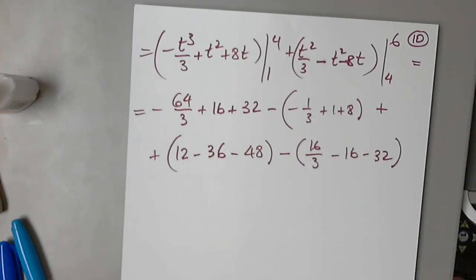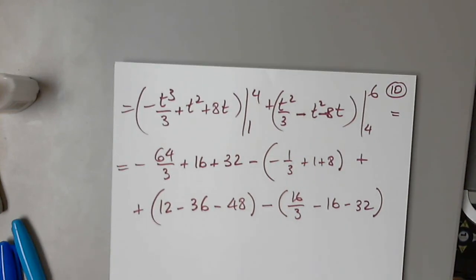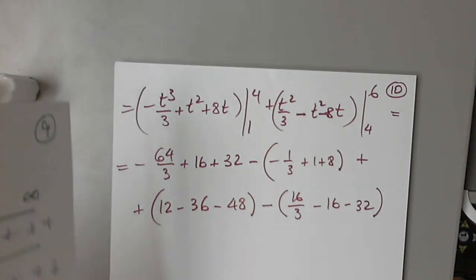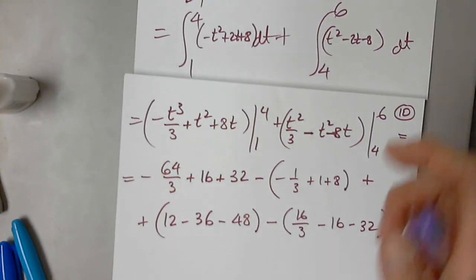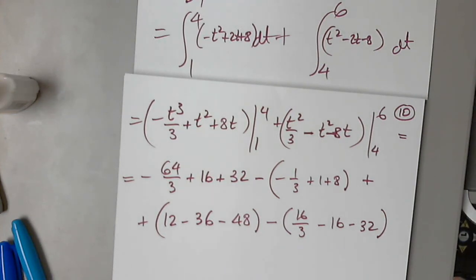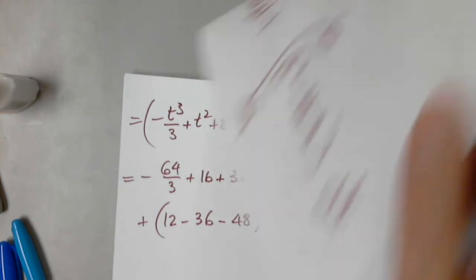So, where did you get the plus 12, like the last row, plus 12 minus 36 minus 36? So we have two integrals. When I plug in 4, I get this. When I plug in 1, I get this. But now when I plug in 6 in here, I get this. And then minus when I plug in 4, I get that. I have 4 pieces. Is this okay? Yep. I know it's messy.